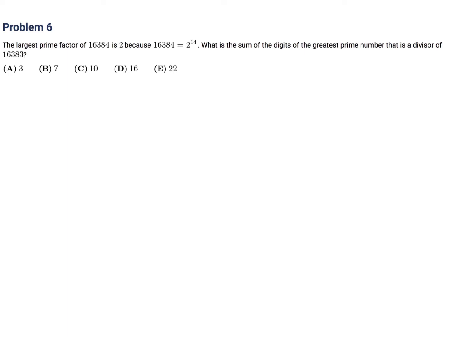Problem number 6. The largest prime factor of 16384 is 2, because 16384 is 2 to the power of 14. What is the sum of the digits of the greatest prime factor that is a divisor of 16383? 16383. Okay, well, 16384, which is, I guess, one more, was 2 to the power of 14. So 16383 is one less than that, so it's 2 to the power of 14 minus 1.